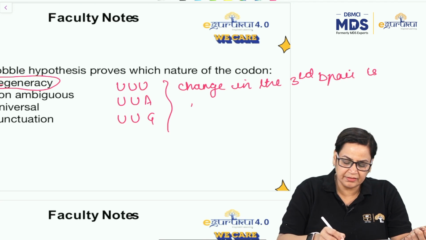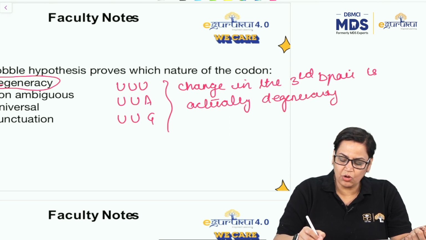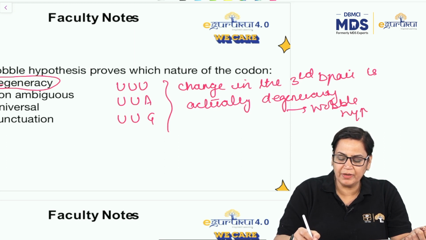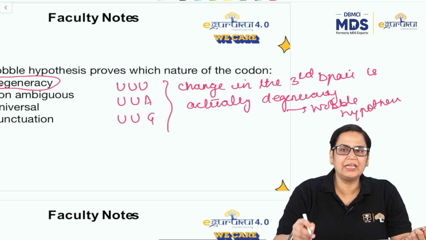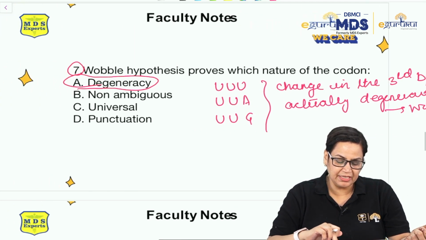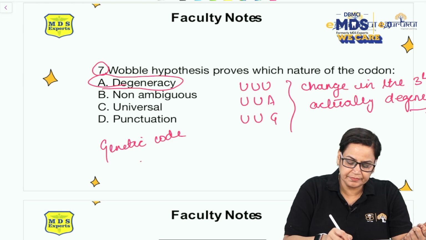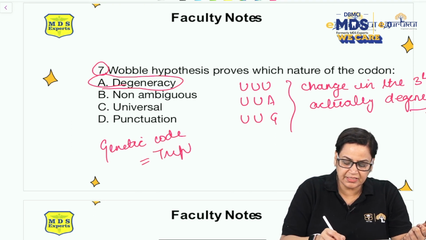Change in the third base pair is actually degeneracy, which is also known as the wobble hypothesis. Wobbling, because it will not make any significant change. Now what is the reason behind this? Because we all know that the genetic code is triplet, isn't it? This is the first important property.